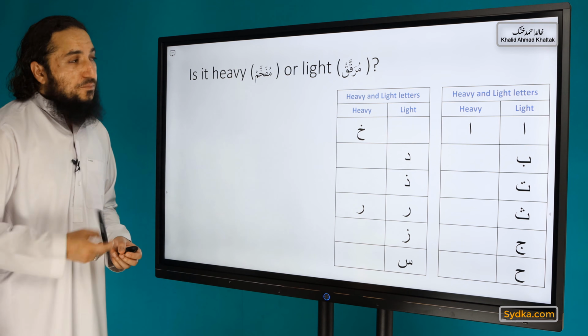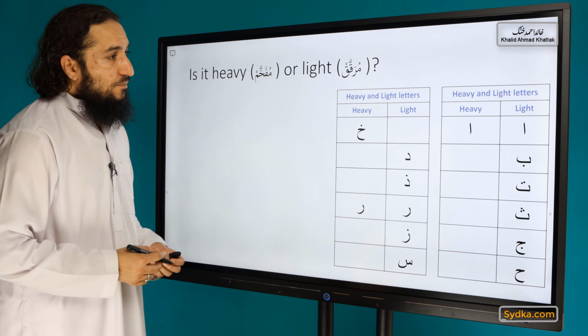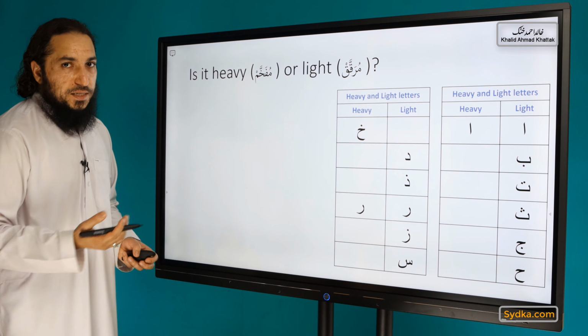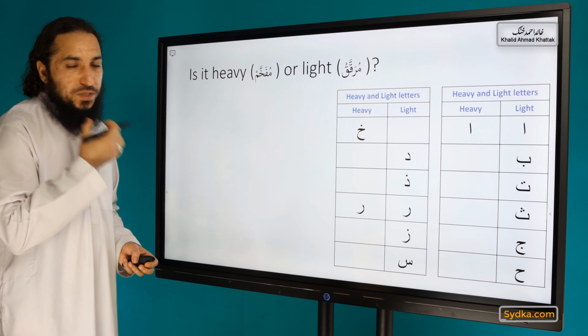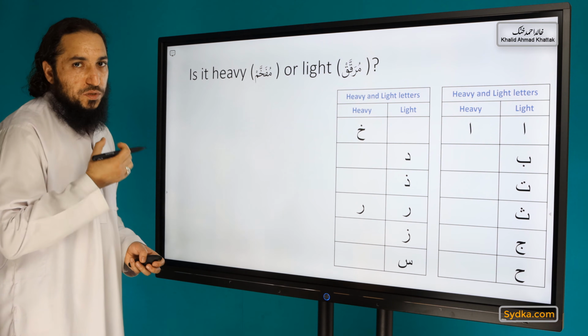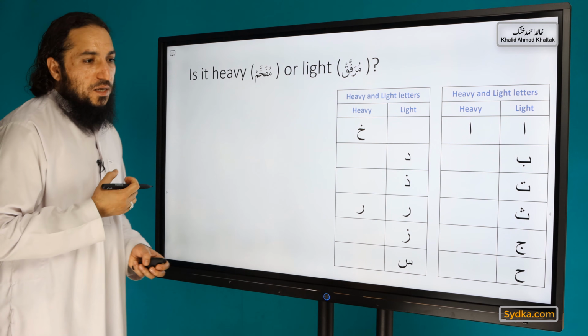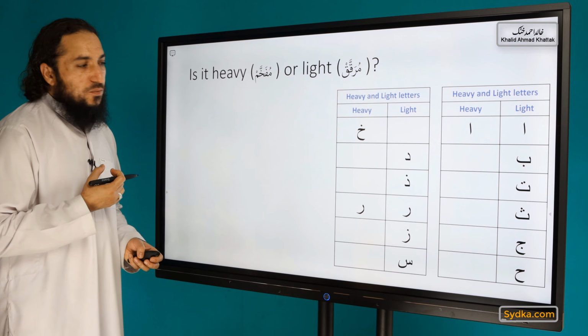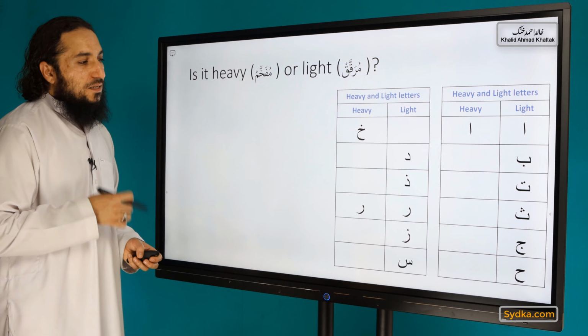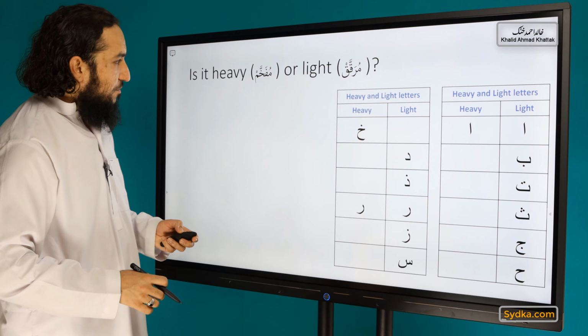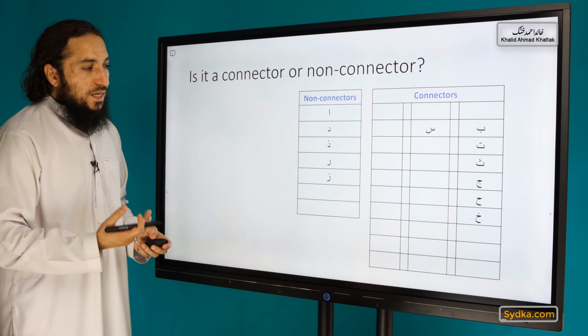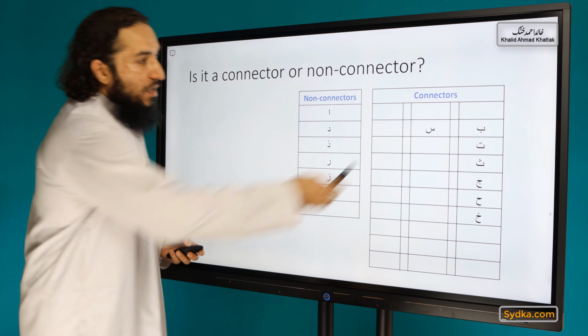Is it a heavy or light letter? It is a light letter. So when we pronounce the letter Sin, the tongue and the lips should remain flat, in a state as if we are going to start smiling. Sin. Is it a connector or non-connector? It is a connector.